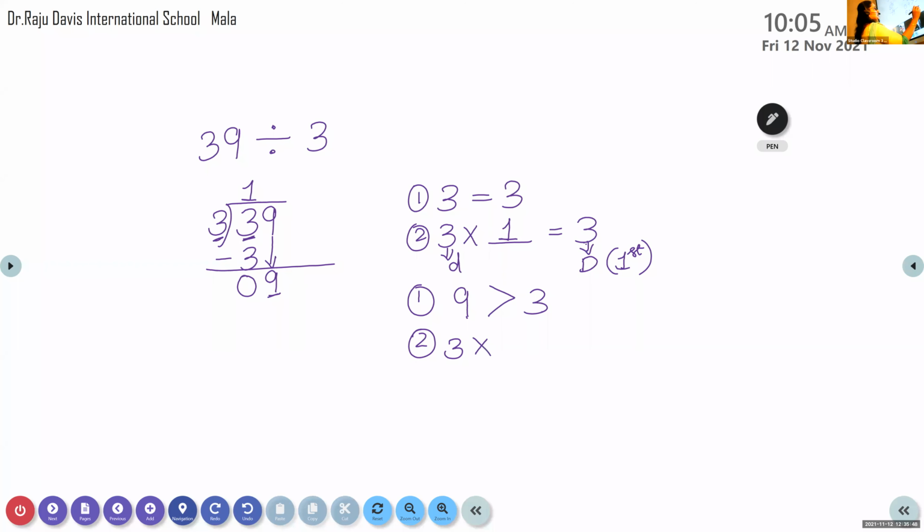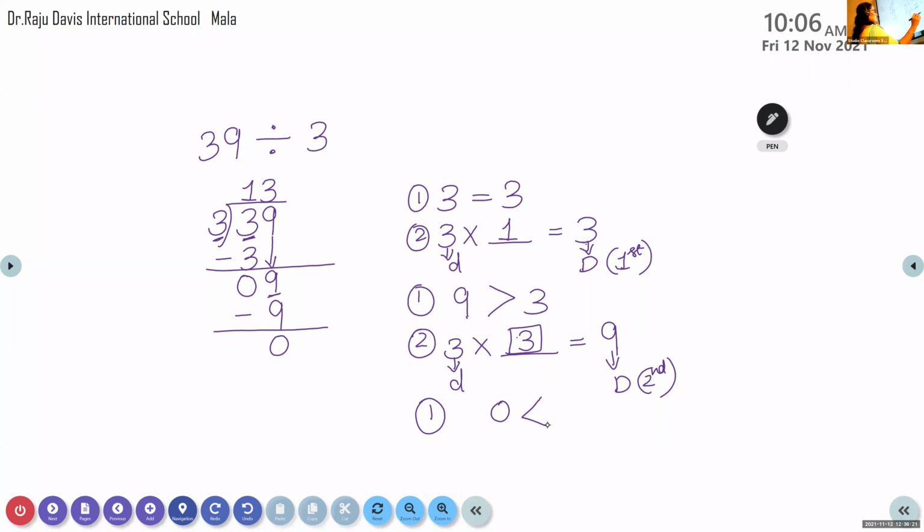Divisor into dash is equal to dividend. You got this 3 from the divisor. You got this 9, a part of the dividend, second digit. 3 into 3 is 9. So this 3 will move to the quotient and this product will come down here. Then subtract. 9 minus 9, 0. Now again repeat the first step. 0 is lesser than 3. So nothing has to be done. In 3's table, 0 won't be there. So you have to stop.